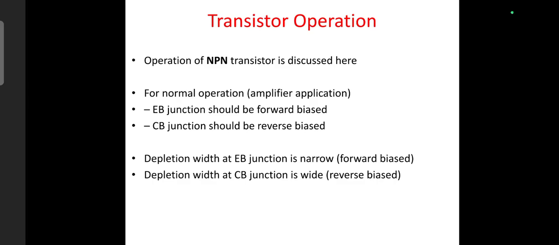Now let us understand how an NPN transistor operates. For normal operation, the transistor must work in the active region. To achieve this, the emitter base junction must be forward biased and the collector base junction must be reverse biased. The forward bias reduces the depletion region at the emitter base junction, allowing the electrons to move easily from emitter into base. Reverse bias at the collector base junction attracts the electrons towards the collector. This arrangement allows the transistor to amplify signals effectively.